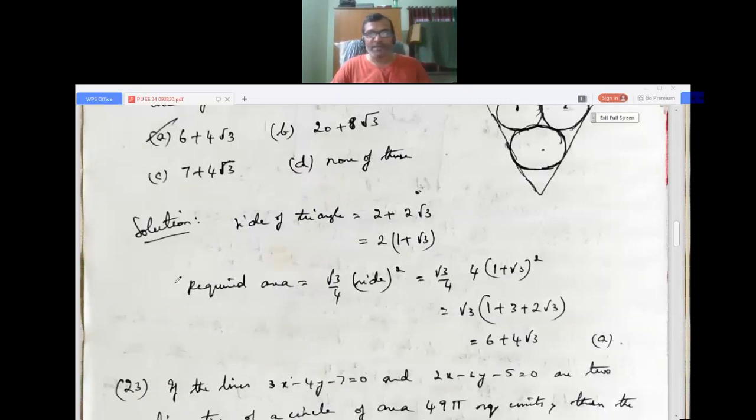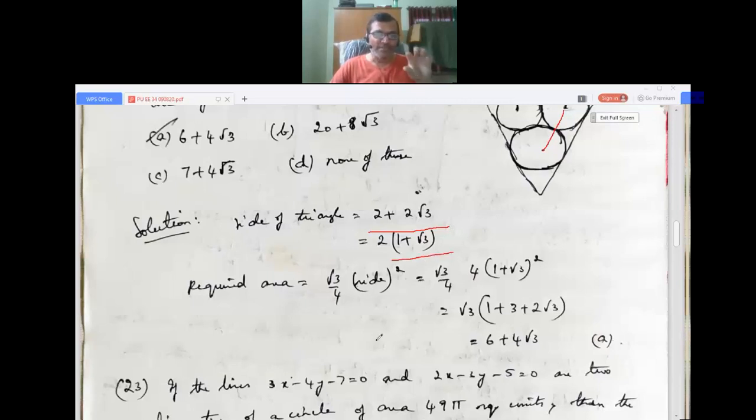The side of the triangle will be what? If you see, here till here 2, because when you add this, 1 plus 1, 2. Then here till here 2, then this much will be root 3 as I explained. So root 3 plus root 3, 2 root 3, plus 2. So the side is 2 plus 2 root 3. Hope it is clear. So 2 is common into 1 plus root 3.